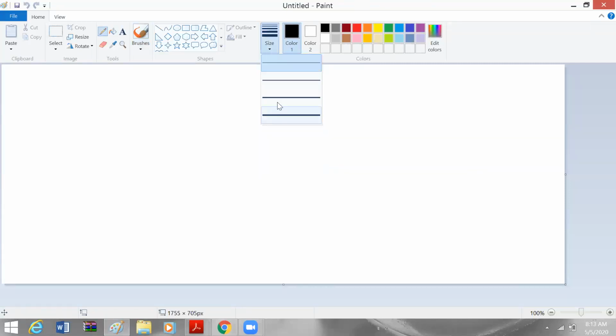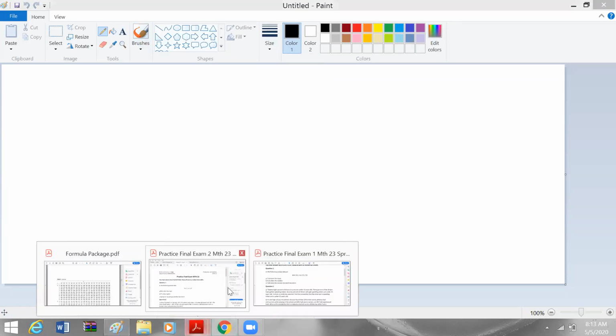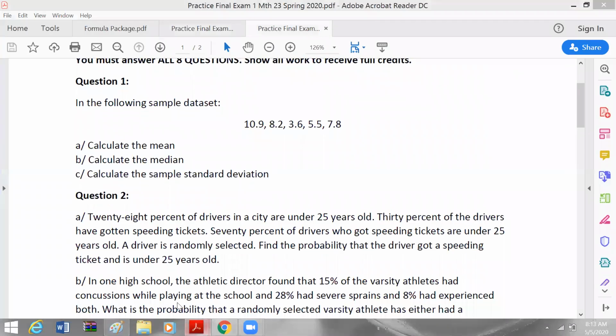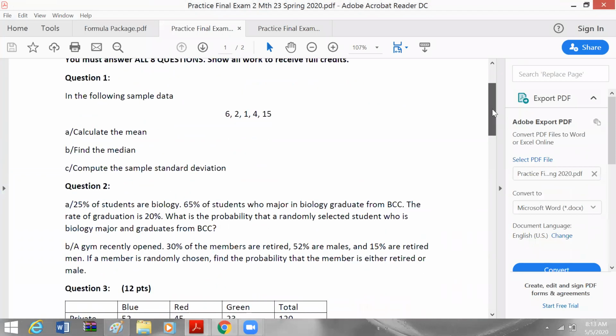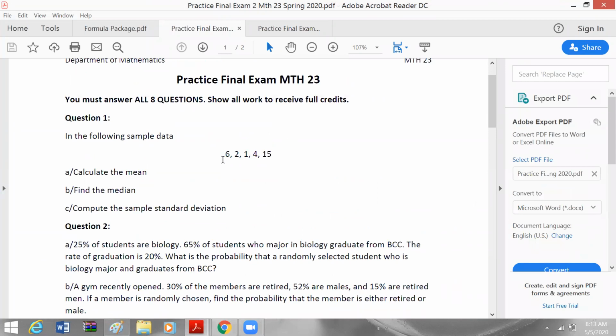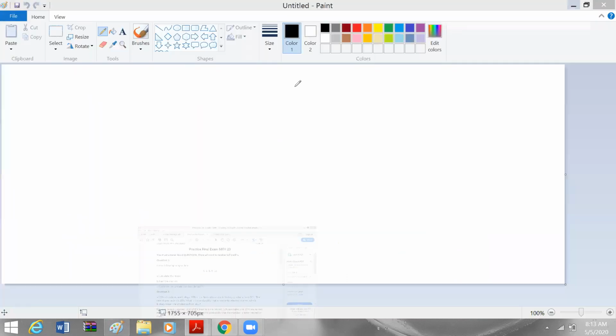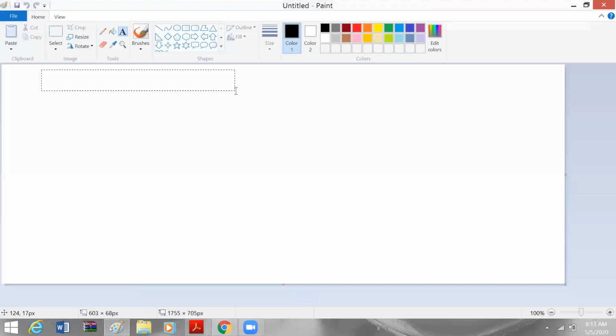So what's going on for that part is we need to know what the first question looks like. This is a practice final exam too. Just do this one first because I feel like this one is a little easier. The following data set gives 6, 2, 1, 4, and 15. On the final exam, the first question is going to give us 5 single numbers.